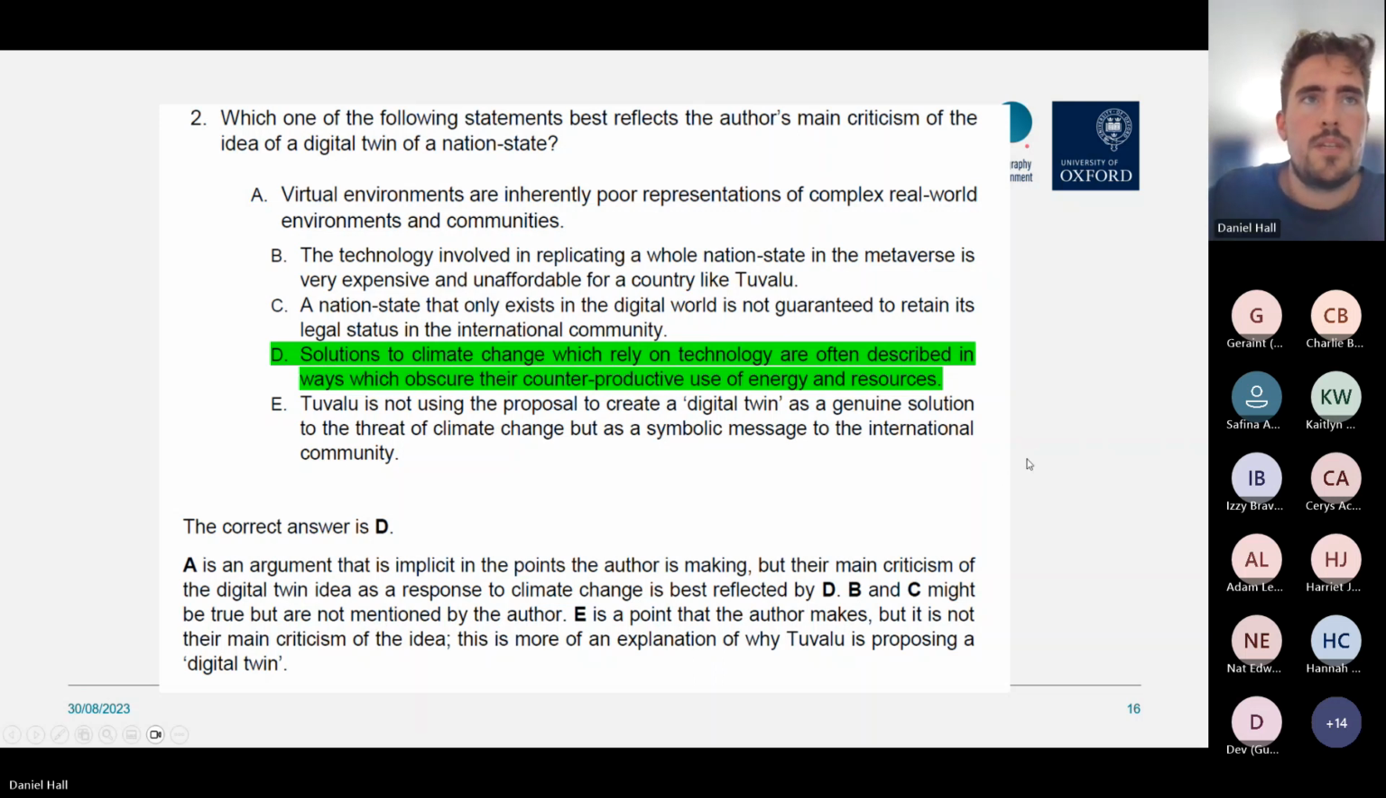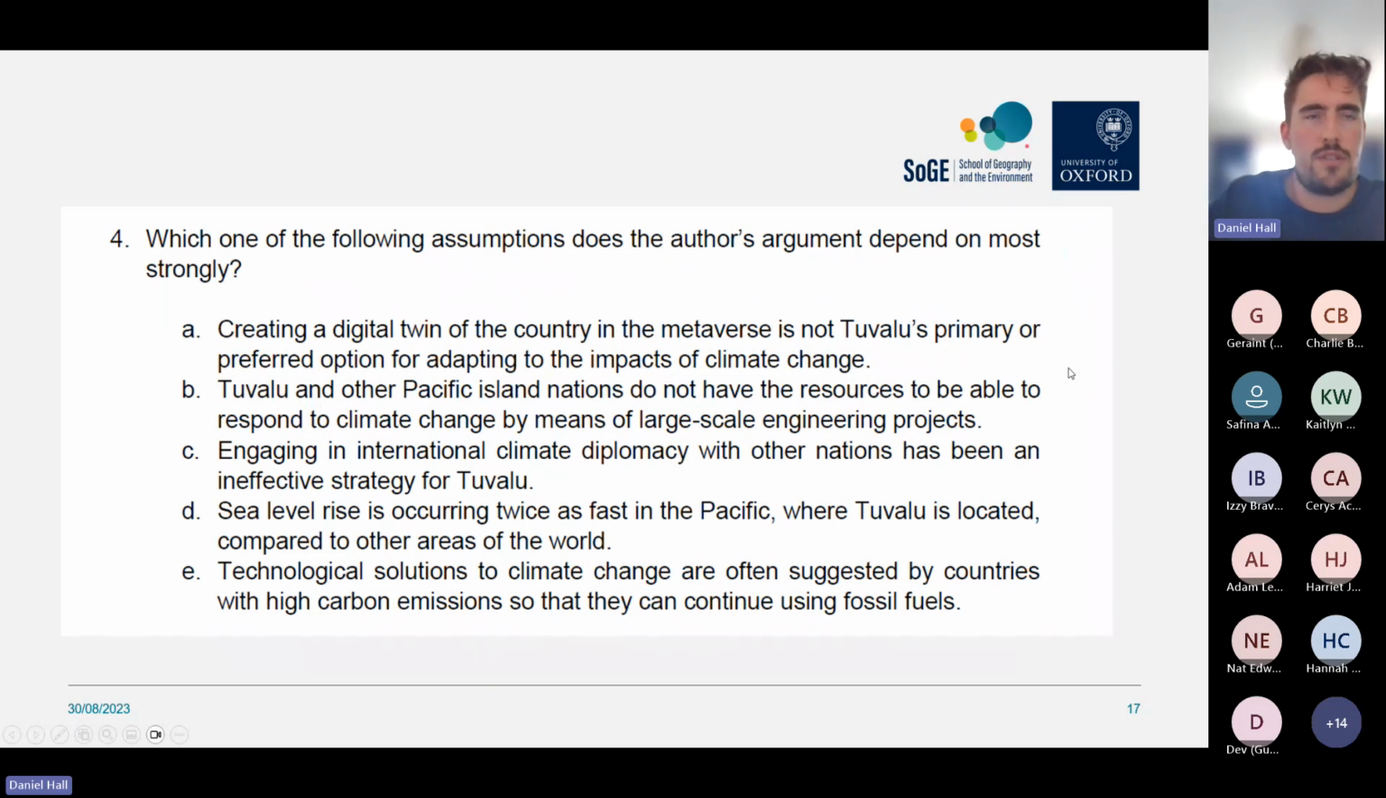Okay, cool. I've skipped question three. I'm just doing a selection of questions from this subsection, not all five. So I've gone ahead to question four. Which one of the following assumptions does the author's argument depend on most strongly? We're thinking here about what their argument rests on. What are they assuming to be true in order for their argument to be valid? So A, got a few A's. Yeah.